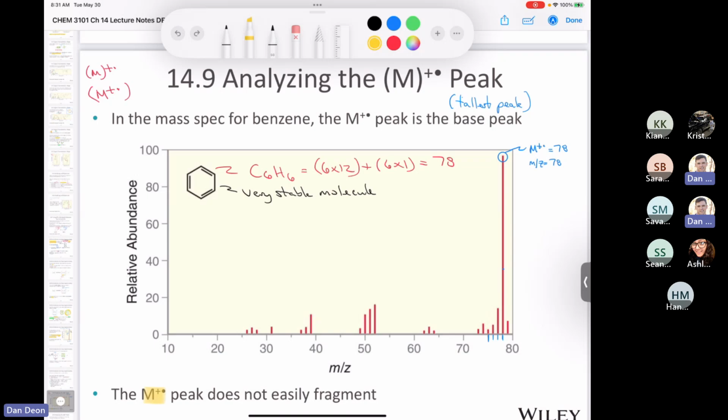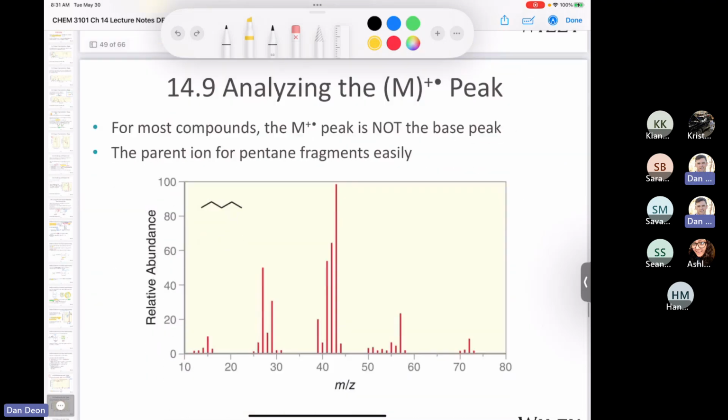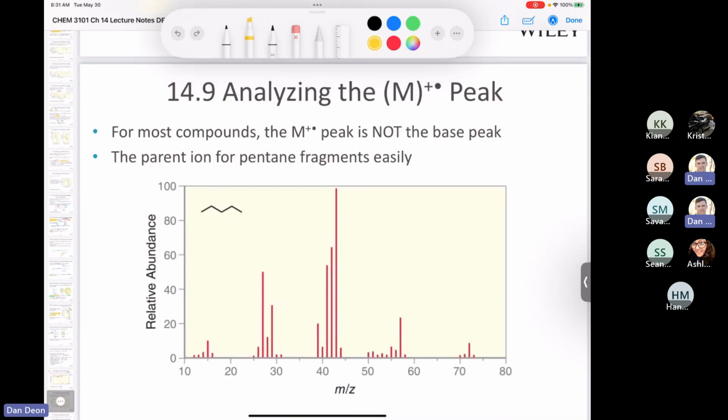So let's turn our attention to something that has more fragments. Let's go to the next slide, and we're looking at a pentane molecule.